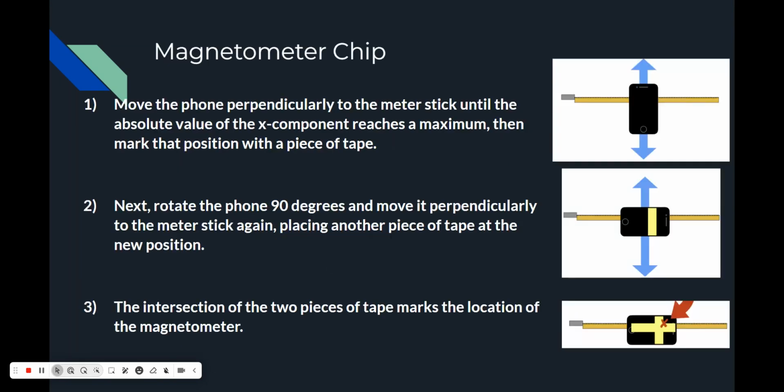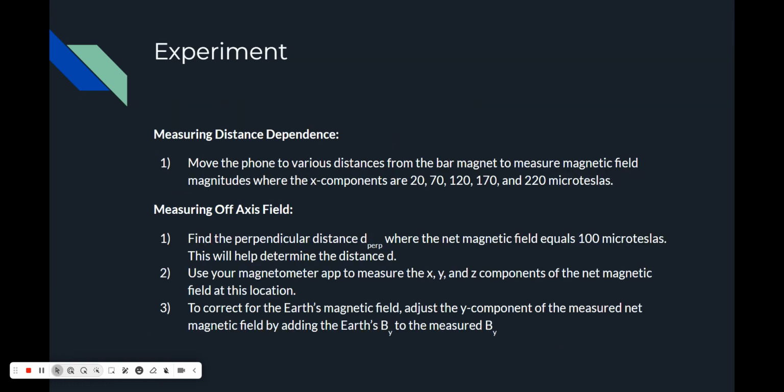To determine the actual location of the magnetometer, this process was carried out starting with moving the phone perpendicular to the meter stick until the absolute value of the x component reached a maximum. Then that position was marked with tape. The phone was then rotated 90 degrees and moved perpendicular to the meter stick with another piece of tape being placed. The intersection of the tape was then determined to be the location. The experiment was then conducted.